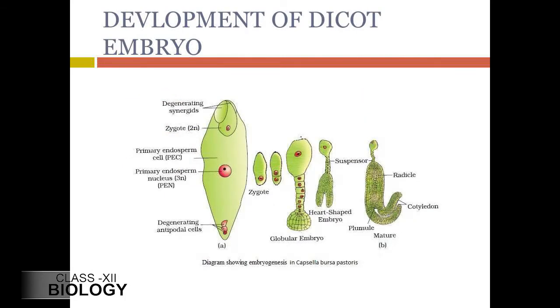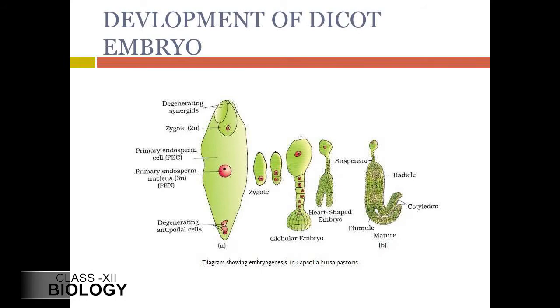Next, the development of a dicot embryo. I went for the female gametophyte just to make it clear how the zygote is formed. I went for double fertilization again. As you can see from the diagram, the synergids are degenerating. What was the function of the synergids? They were providing the route to the male nuclei so that it fuses with the egg and forms the zygote. You can see in the diagram, zygote 2N diploid structure. Another male nucleus fuses with the secondary nucleus and forms the primary endosperm nucleus, that is 3N. Earlier it was 2N, polar nuclei. Then antipodal cells also degenerate.